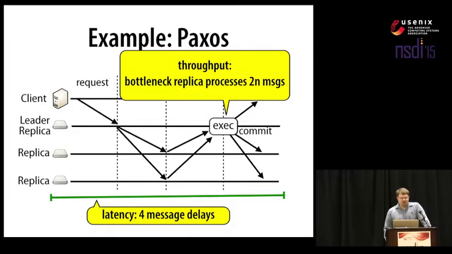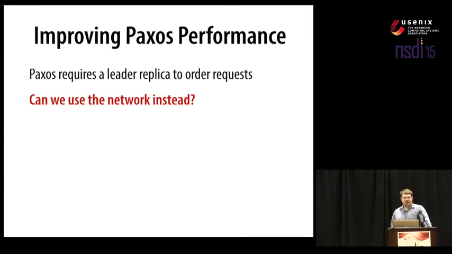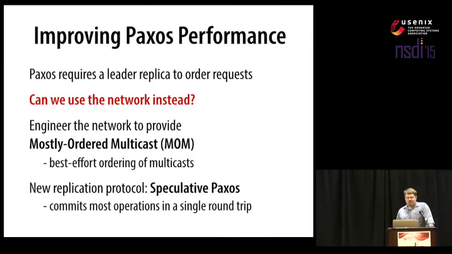So we're going to improve on this performance using mostly-ordered multicast and speculative Paxos. How are we going to do this? Well, we saw that in Paxos, we used a leader to order the requests. And what we're going to ask instead is, can we use the network to do this? So specifically, what we're going to do is design a new network primitive that we're calling mostly-ordered multicast, or MOM, which gives us a new best effort ordering property. And then we're going to design an incredibly efficient replication protocol called speculative Paxos that relies on the ordering properties of MOM in the normal case to give us single round-trip performance.